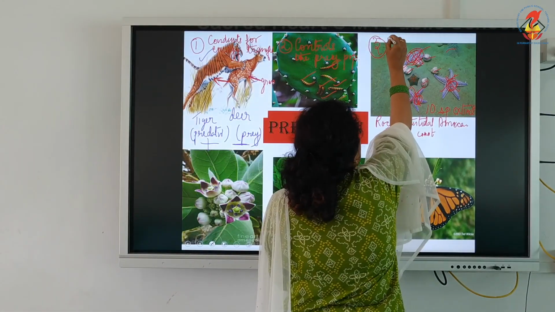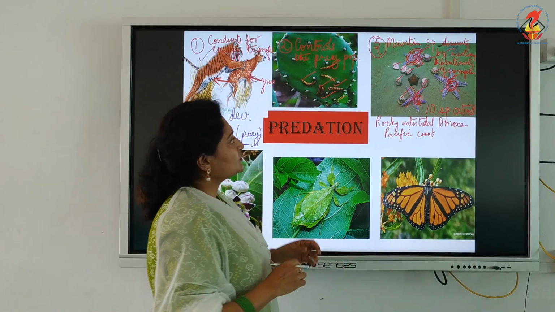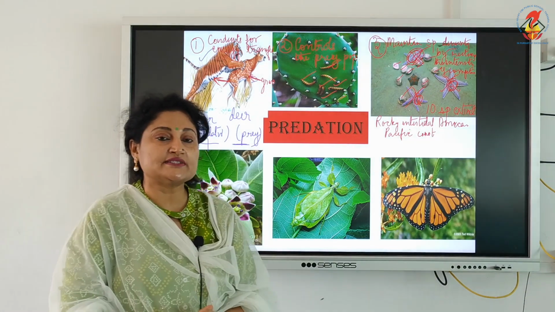Predation helps to maintain species diversity. How? By reducing the intensity of competition between the prey species. So with these 3 illustrations, I have given the role of predators in the ecosystem.